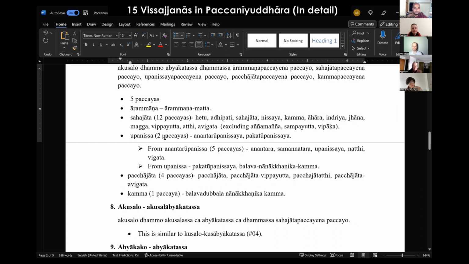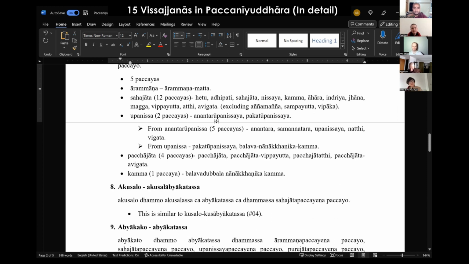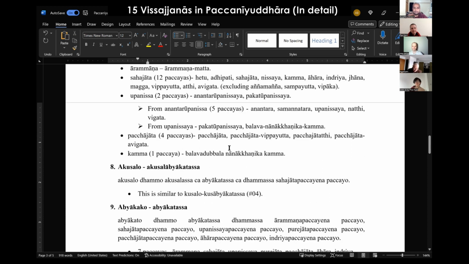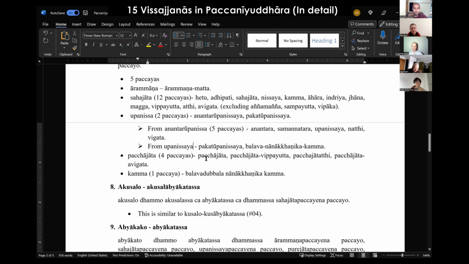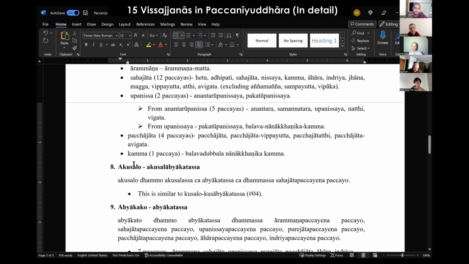From Upanissaya, there are 2 Paccayas, Anantara Upanissaya and Pakatu Upanissaya. From Anantara Upanissaya, 5 Paccayas are selected: Anantara, Samanantara, Upanissaya, Nati, and Vigata. From Upanissaya, Pakatu Upanissaya, and Balava Nanakkanika Kamma there. From Paccayāta, there are 4 Paccayas: Paccayāta, Paccayāta Vippayutta, Paccayāta Atti, Paccayāta Avigata. And from Kamma, 1 Paccaya, the Balava Dubbala Nānakanika Kamma.